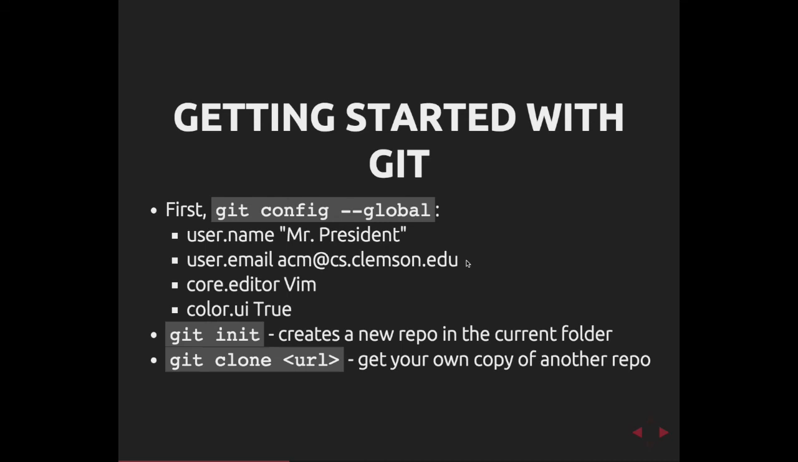If you have credentials that are specific to a particular project, like for example you're doing something for work and you don't want to use necessarily your global credentials that you use for all of your open source projects, for that you can also use git config without the dash dash global to set an individual project-specific configuration option.